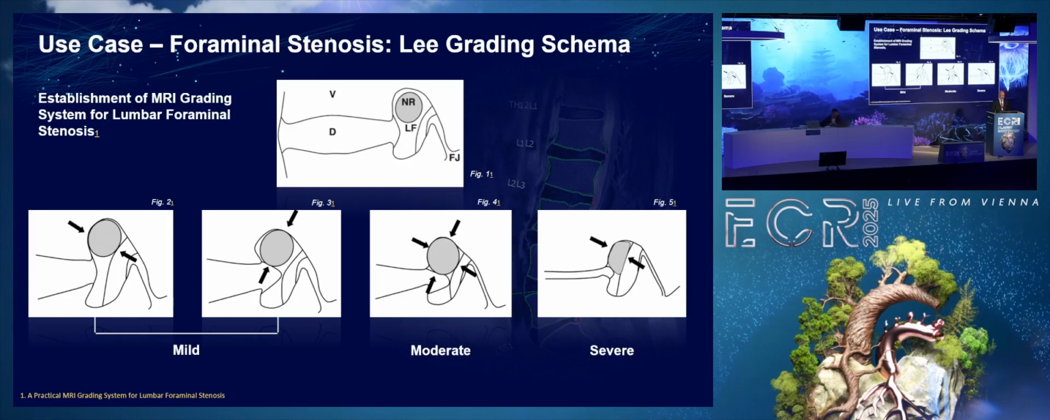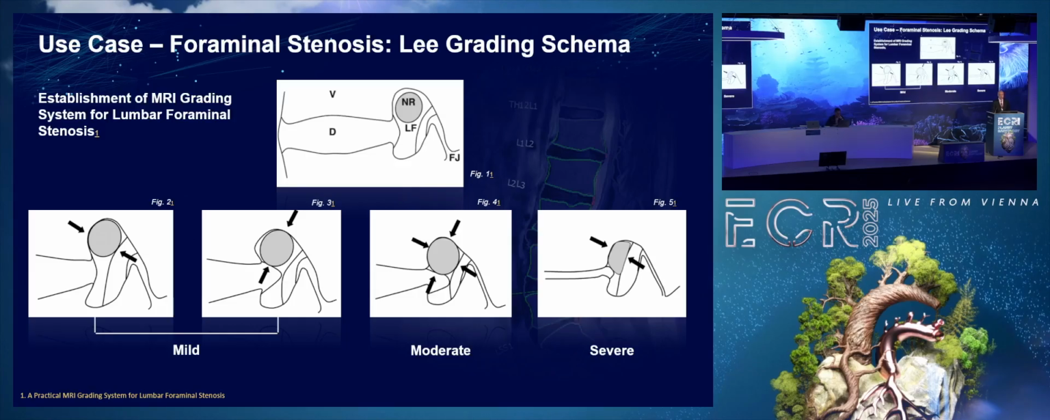Now, Lee says you have a normal foramen where you can see the exiting nerve root, and this is actually the dorsal root ganglion you see. There's fat tissue around it, and then in a stenosis, there is either mild stenosis, which means the fat tissue around the exiting nerve root is lost in two directions, either vertical, horizontal, or oblique. Moderate stenosis, where all the fat tissue around the nerve root is gone, and severe stenosis, where there is impingement or deformity of the exiting nerve root.